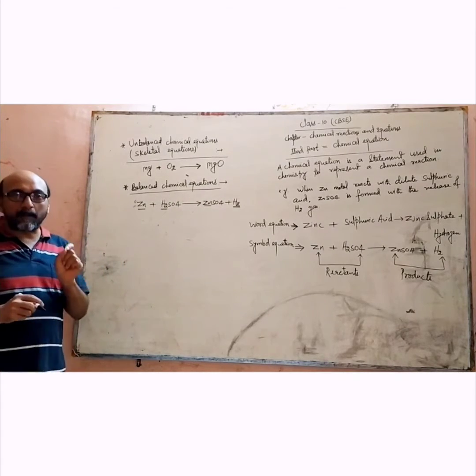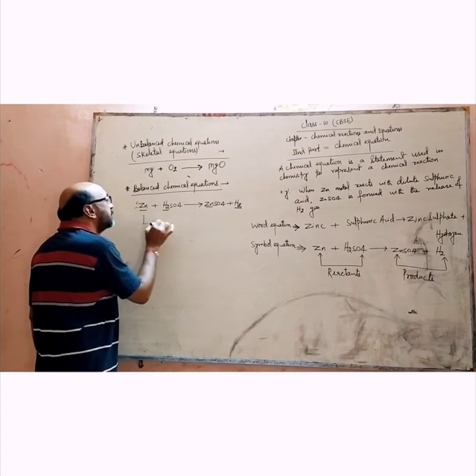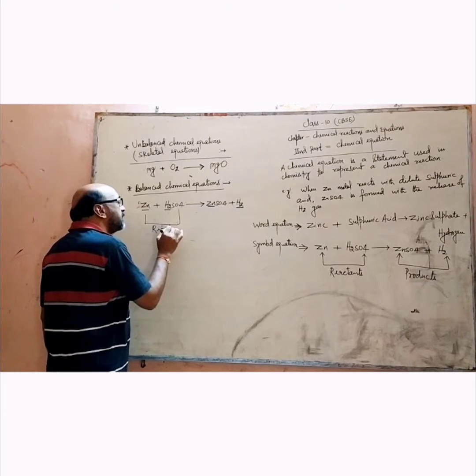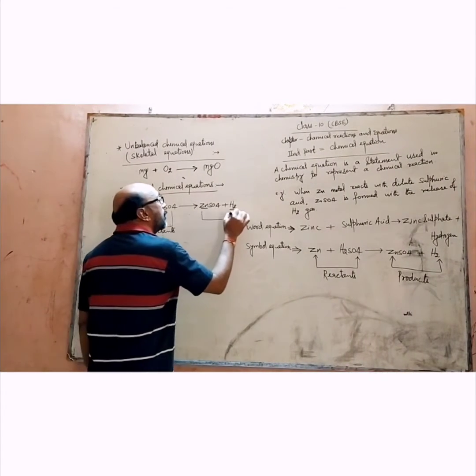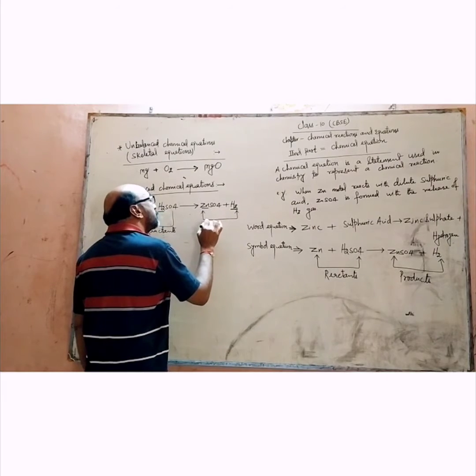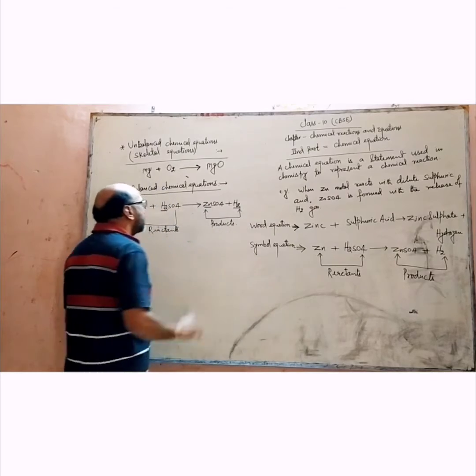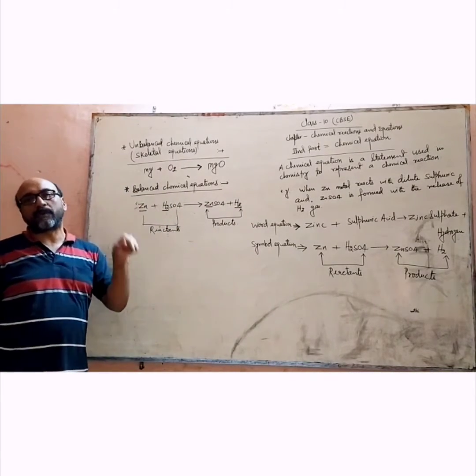Means the number of each element in the reactants is exactly equal to the number of each atom in the products. Therefore, this is called a balanced chemical equation.